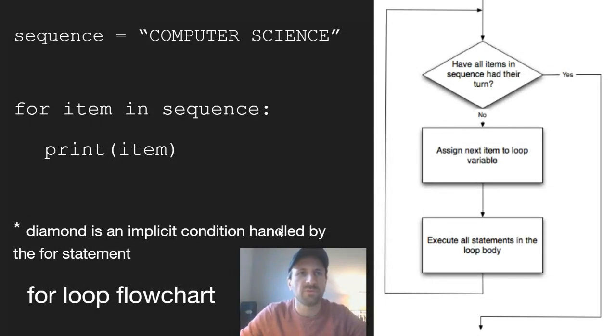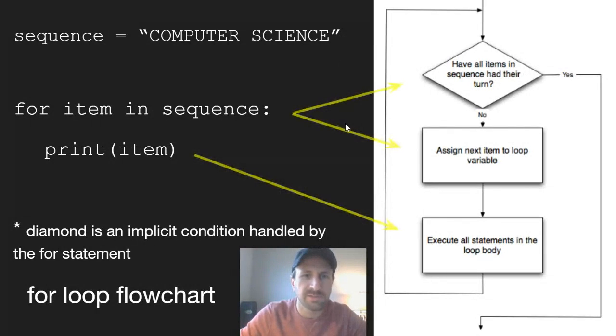And it's important to note that with a for loop, the diamond is an implicit condition handled by the for statement. So you don't have to write that loop condition like we did with while loops where you're checking every time around. A for loop just iterates through the sequence. It just goes from the beginning to the end, and when it gets to the end and accesses the last item, it won't loop again. All right, so it'll be done once it's done with the sequence.